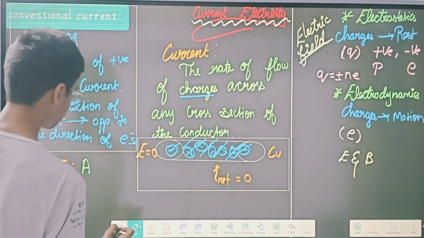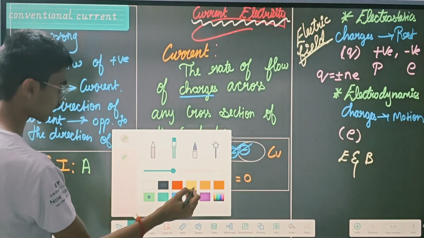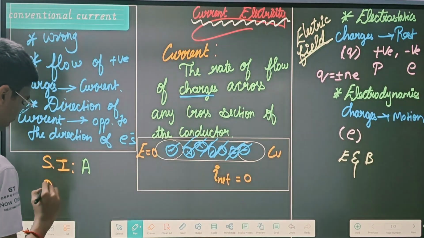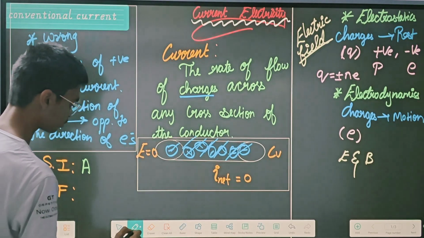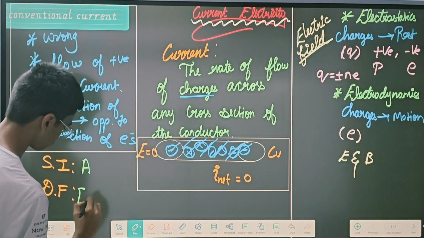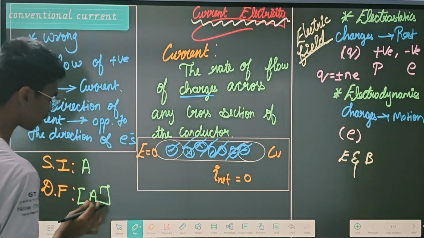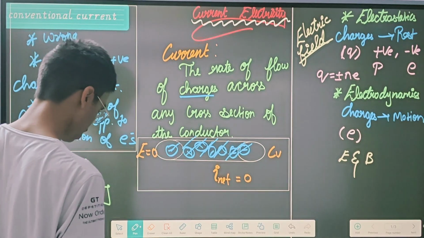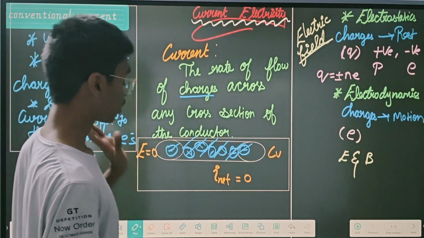The next is the dimensional formula. The dimensional formula for electric current is just ampere. So this is the dimensional formula for current.